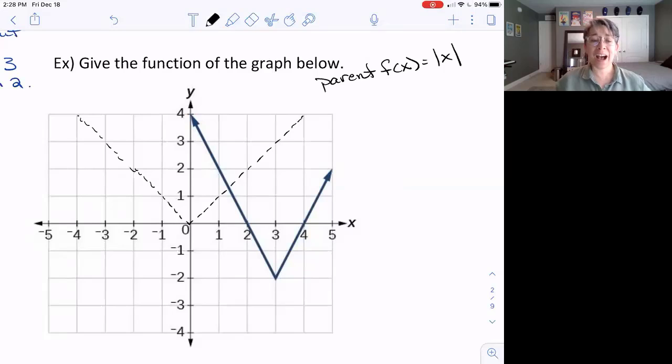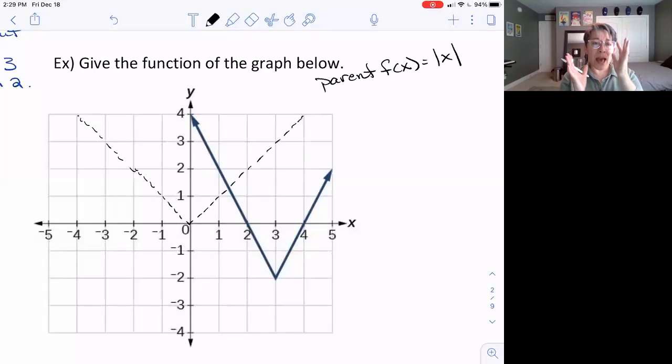Then we need to see how this graph has been manipulated or transformed to give us the other graph in blue. Well, first of all, it does not look like it's been reflected, right? It's not going over the x-axis or opening downwards. And even if we reflected it across the y, we would get the same graph back because it's even. So there's no negatives being multiplied.